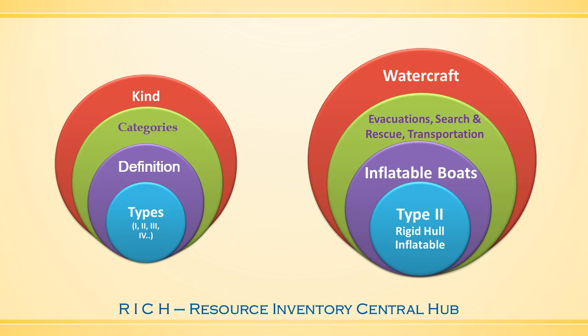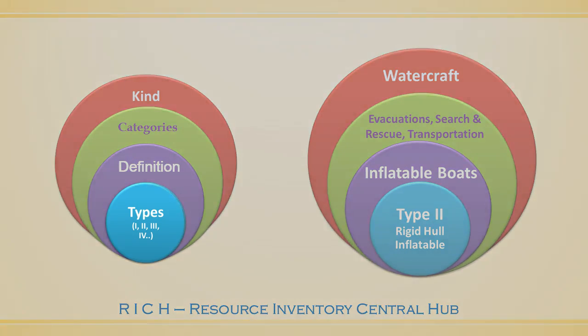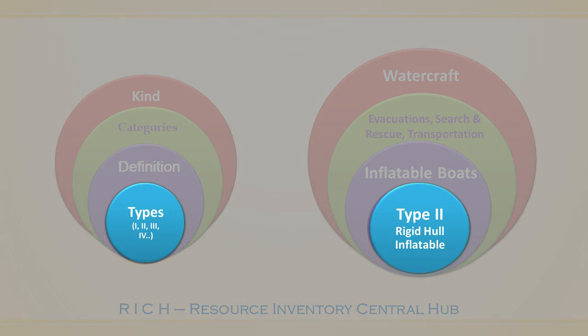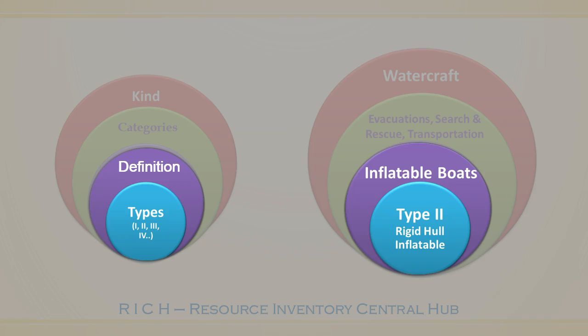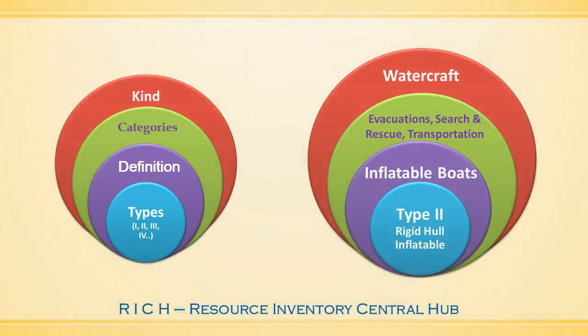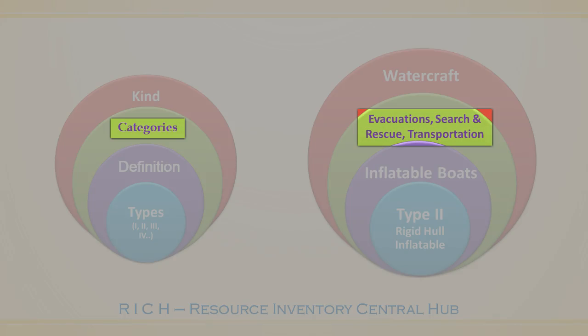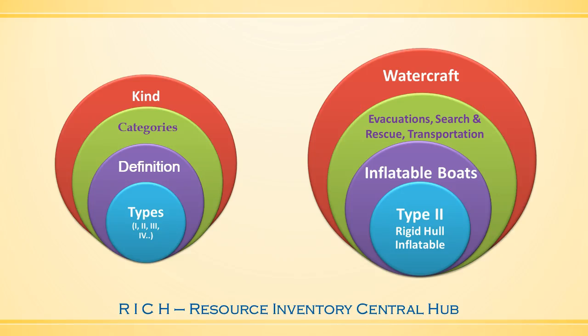As a quick review, let's walk through the basic items that make up resource typing. The most detailed level is the resource type, and each inventory item must be tied to a resource type. Multiple types are more broadly defined by their resource definition. Definitions may be tied to multiple categories and a single kind.